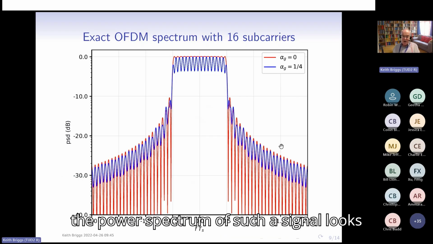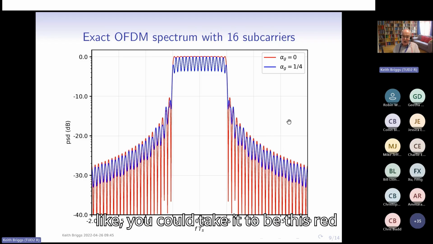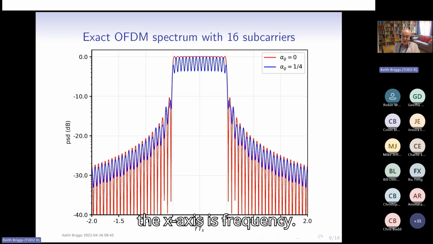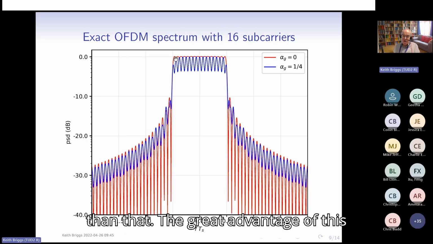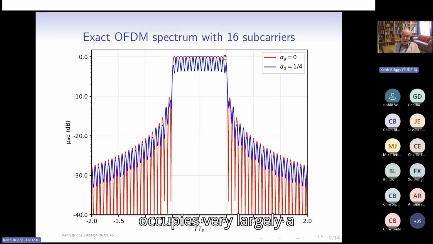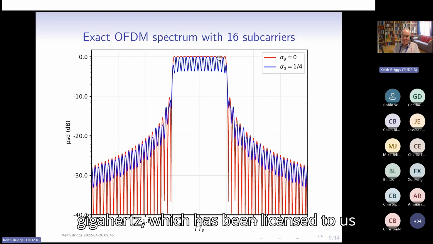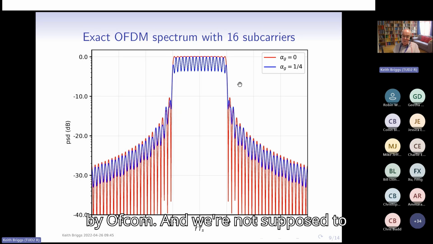If you just want to see what the power spectrum of such a signal looks like, you could take it to be this red curve, or the blue is an alternative one. So this is the power spectral density. The x-axis is frequency. The great advantage, so this was 16 subcarriers, we actually use a lot more than that, is that the signal occupies very largely a rectangular block of spectrum. In the real system that would be a block of spectrum, for example, 10 megahertz wide at center frequency 3.5 gigahertz, which has been licensed to us by Ofcom, and we're not supposed to transmit outside that.